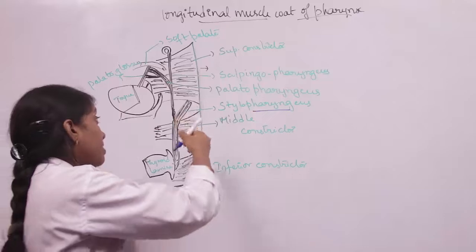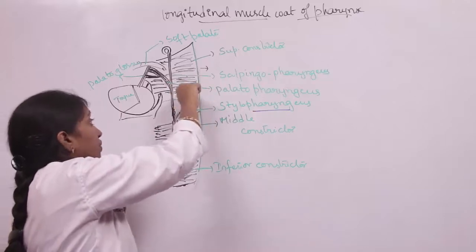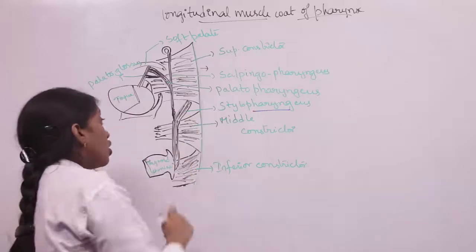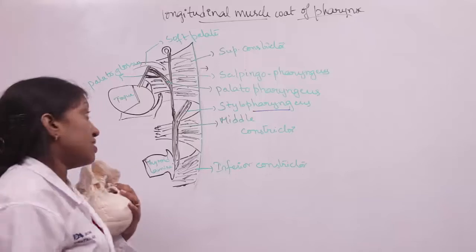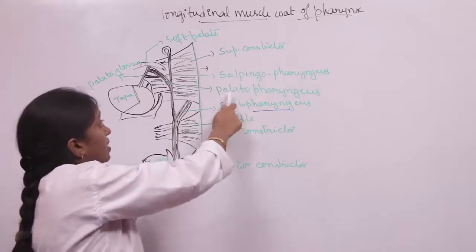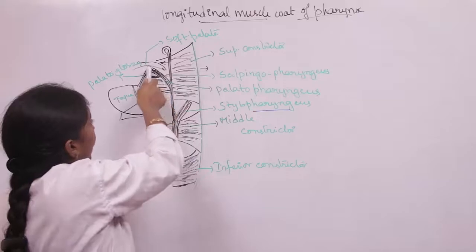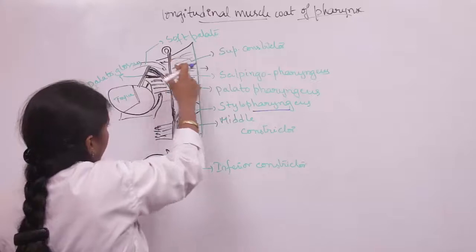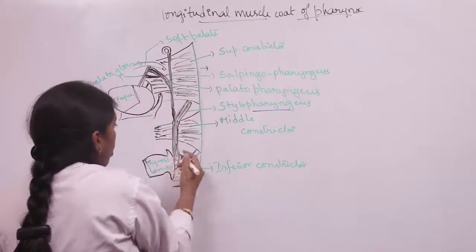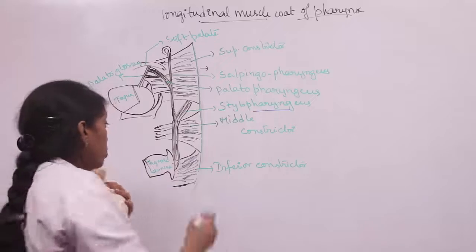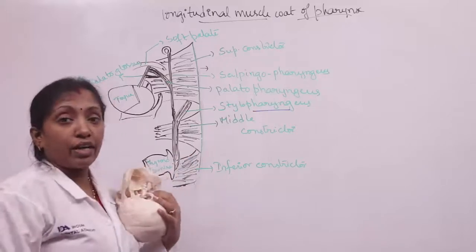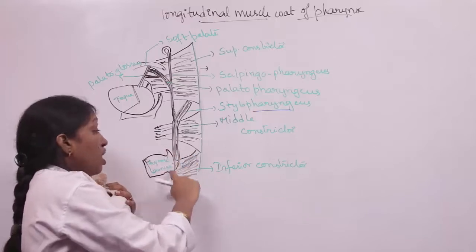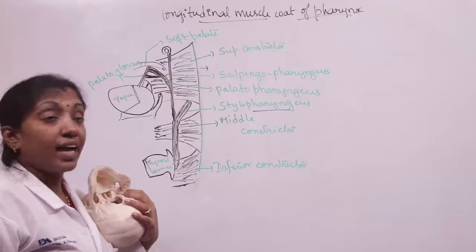So the stylopharyngeus arises from the medial surface of the styloid process of temporal bone, extends downwards and enters the pharynx, passing in between the superior constrictor and middle constrictor along with the glossopharyngeal nerve. It forms a conjoint tendon along with the other two longitudinal muscles, the salpingopharyngeus and palatopharyngeus. They together form a conjoint tendon and are inserted to the posterior border of the lamina of the thyroid cartilage. This is the thyroid cartilage.